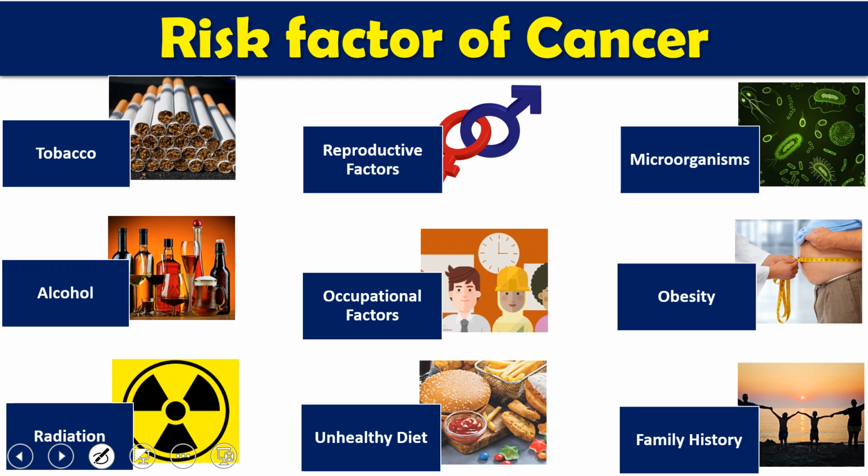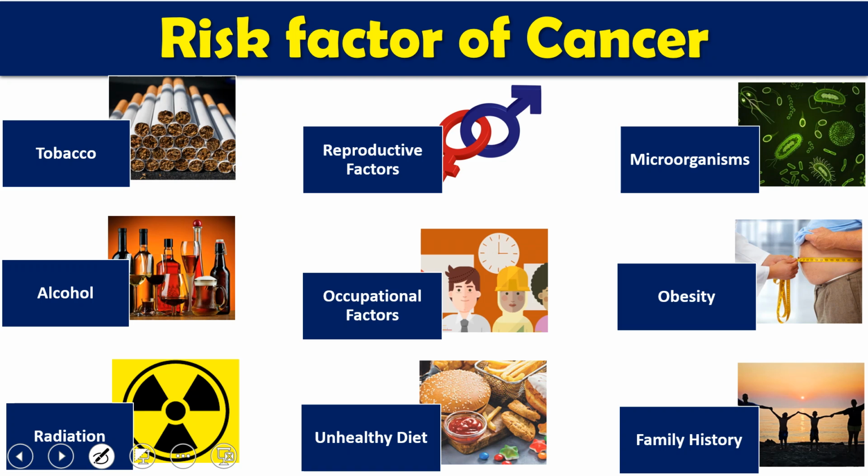If you see tobacco, it contains roughly 7,000 different types of chemicals. Some are aromatic compounds, some are other types of compounds; around 70 plus, roughly 76 different compounds, are already proven to be carcinogenic. Tobacco is one of the leading causes, with the maximum number of cancers caused by tobacco or tobacco products. Alcohol similarly affects the DNA and ultimately also causes cancer.